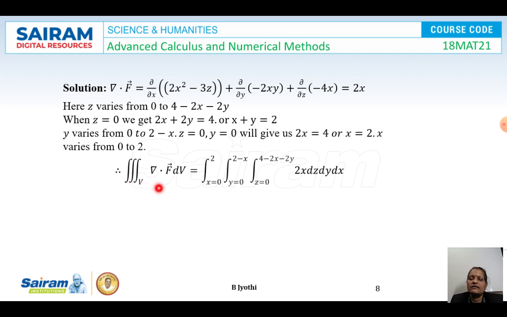Now let us consider the integral. The integral is x varying from 0 to 2, y varying from 0 to 2 minus x, and z varying from 0 to 4 minus 2x minus 2y, of 2x dz dy dx.